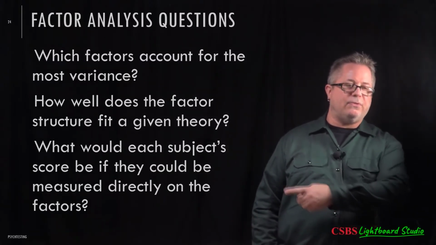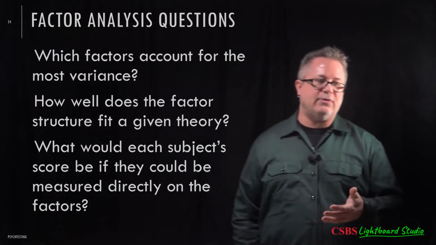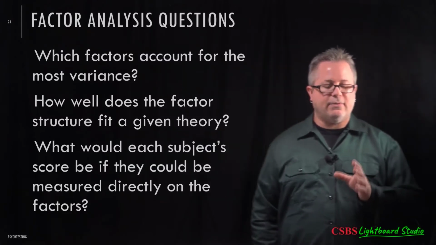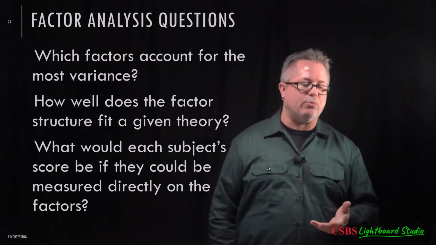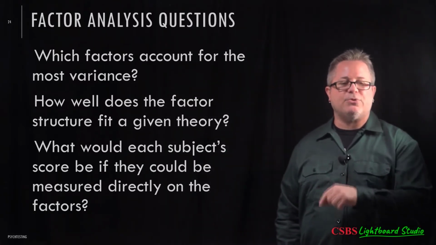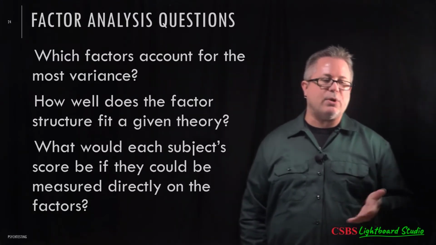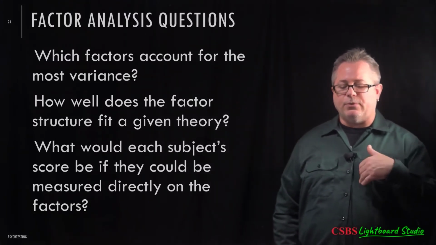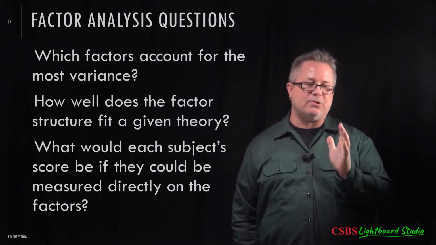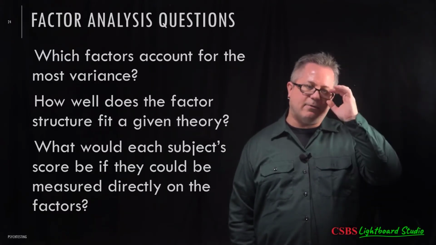And then this one's actually an interesting one too, since we're trying to operationally define a variable that isn't easy to operationally define. Once we do that and we find factors that seem to work and that we can interpret, well, what would the subject score be if they could be measured directly on the factor? So again, if you're trying to do something like a depression inventory, and you factor analyze it, and you come down to these sub-factors. Let's say it's anhedonia or something like that, which I just love saying. It's a fun word, which means sort of the opposite of hedonism. So it's like the lack of pleasure, lack of fun.